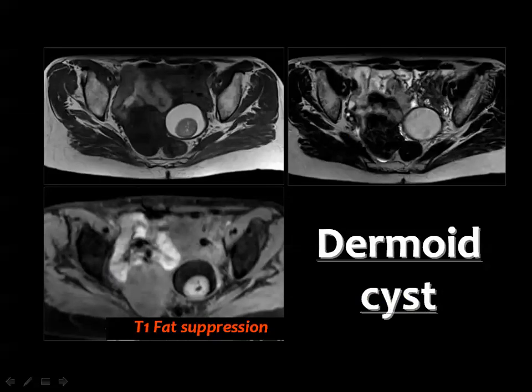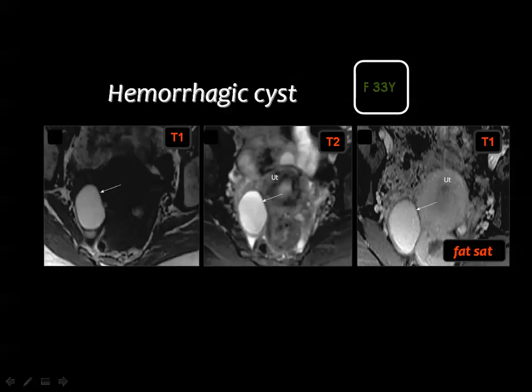And this is an example of a dermoid cyst in the ovary. This is T1 weighted image, and this is T2, and this is T1 after fat suppression. You see the fat component, which is bright in the T1, will be suppressed in the T1 fat suppression. And look here, there is a cyst in the ovary which is bright in the T1 and also bright in the T2 weighted images, and after fat suppression, it persists as a bright lesion, and this is a hemorrhagic cyst.